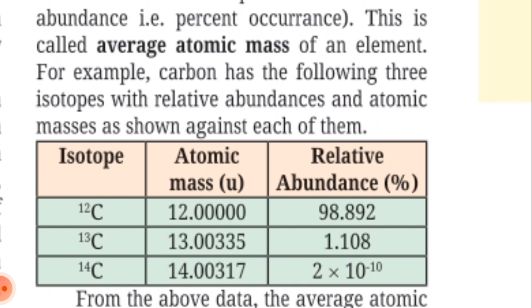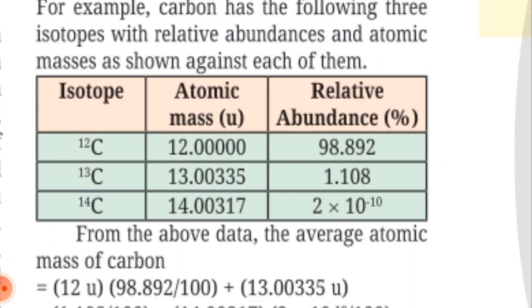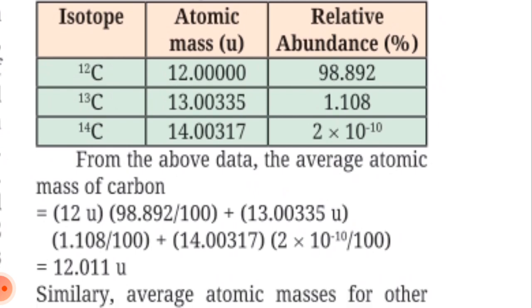For example, carbon has the following three isotopes with relative abundance and atomic masses shown against each of them. Isotopes: carbon-12, carbon-13, carbon-14. Carbon-12 has atomic mass 12 u, relative abundance 98.892. Carbon-13 has atomic mass 13.00335 u, relative abundance 1.108. Carbon-14 has atomic mass 14.00317 u, relative abundance 2 × 10^-10.